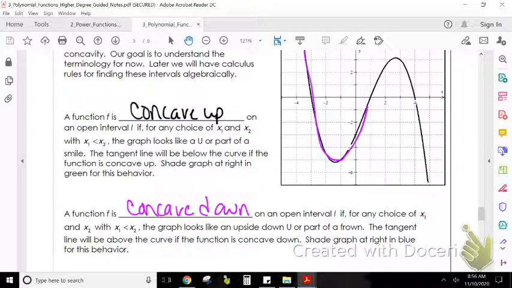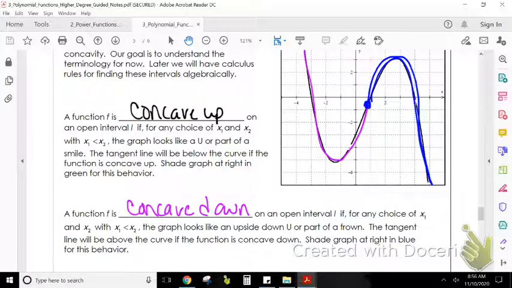A function is concave down on an open interval if for any choice of x1, x2, with x1 being less than x2, the graph looks like an upside down U or part of a frown. The tangent line will be above the curve if the function is concave down. Shade the graph at right in blue for this behavior. I didn't even read the shade part, but I just showed you it. And so we can see that there's some point in here where it's got to change from concave up to concave down, right? And so we can see that this here is where it looks like a piece of a frown. It's opening down, therefore it's concave down.